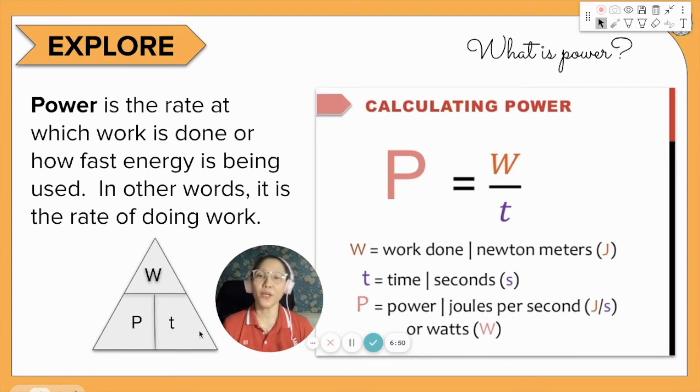If we're looking for time, that's just work divided by power. But if we're looking for work, that would just be power times time. So please, again, just remember this formula: work on top, P and T on the bottom.